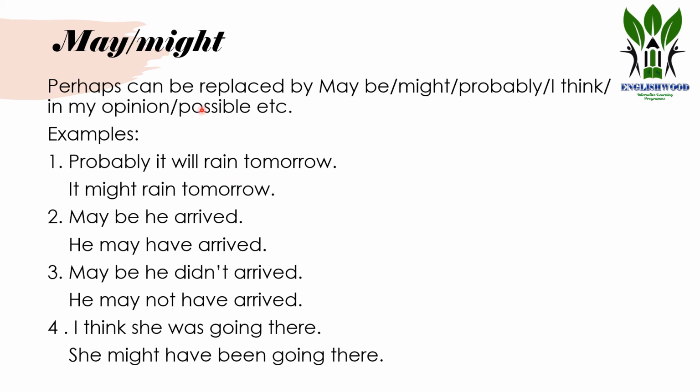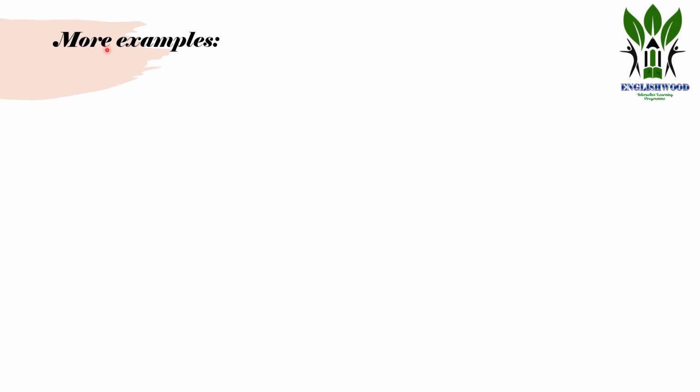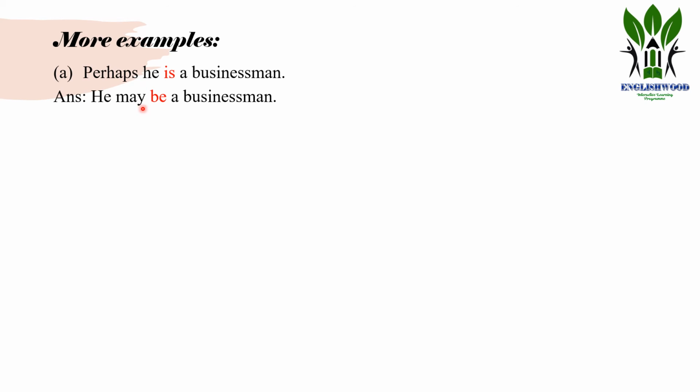Okay. So as we said, instead of I'm sure, there can be it's obvious, clearly. Okay. And with obvious and clearly, with the positive sentence, must, with the negative sentence, can't. So more examples. Perhaps he's a businessman. He may be a businessman. So perhaps, so what is perhaps? So he's a businessman. He may be a businessman.